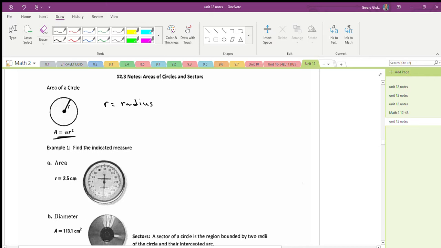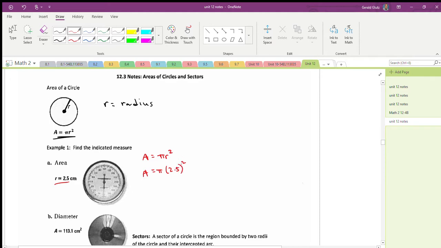In example 1, if I was trying to find the area of this circle, and the radius is 2.5 centimeters, I'll write up my formula here. The radius is 2.5, so I can substitute 2.5 in for r, and then just solve it from there.